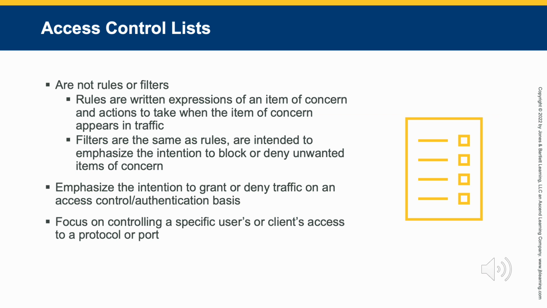ACLs, or access control lists, are not rules or filters. Rules are written expressions of an item of concern and actions to take when the item of concern appears in traffic. Filters are the same as rules but are intended to emphasize the intention to block or deny unwanted items of concern. ACLs emphasize the intention to grant or deny traffic on an access control or authentication basis, and focus on controlling a specific user's or client's access to a protocol or port.